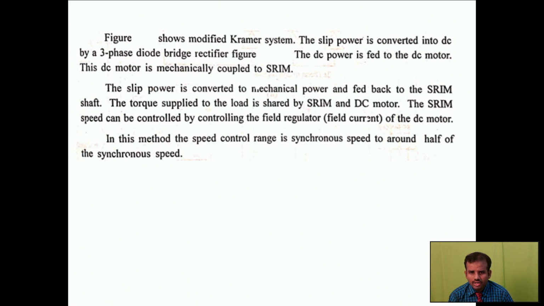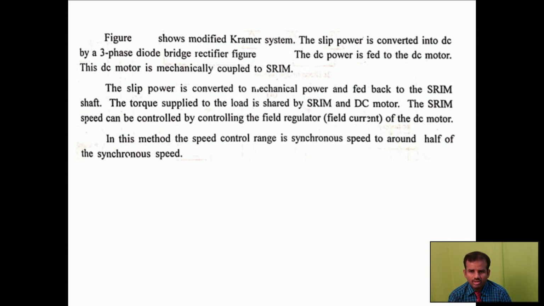So here the DC power is fed to the DC motor. The DC motor is mechanically coupled to this slip ring induction motor. Here the slip power is converted to mechanical power and fed back to the slip ring induction motor shaft. Okay, so the torque supplied to the load is shared by the slip ring induction motor and the DC motor.